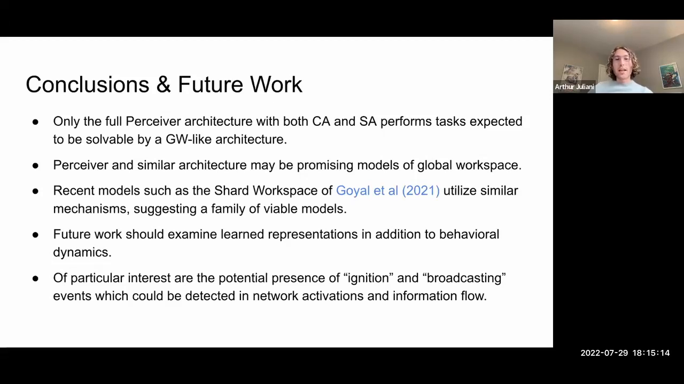Here we took a very high-level theoretical analysis and combined it with some behavioral experiments. I think the most interesting future direction is to look at learned representations within these models and the dynamics of these models. In particular, the ignition and broadcasting dynamics have been studied relatively closely in real biological contexts. I think it'd be interesting to compare those results to what is happening inside of these models and see if explicit ignition or broadcasting events could be found.